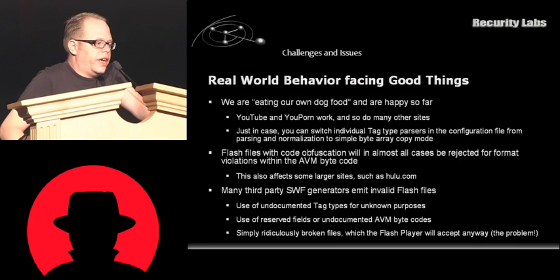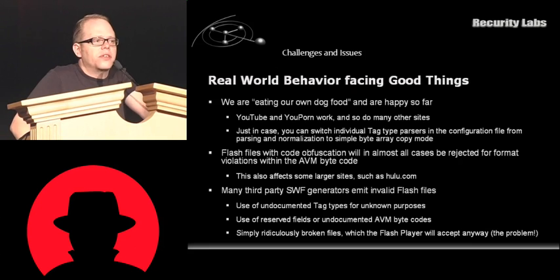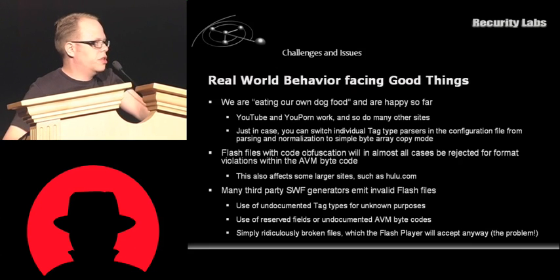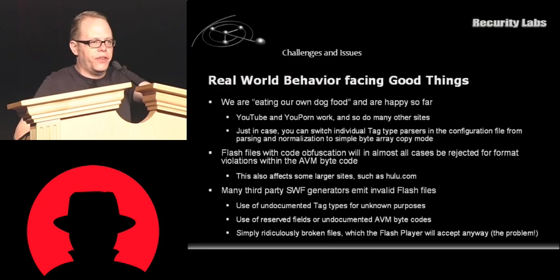Flash files that have code obfuscation, they usually use jumps into instructions and all that stuff that I was mentioning before. They get rejected, obviously, because the code is not well-formed. That affects a couple of sites like Hulu.com, which tries to prevent people outside of the United States to use their service. Many third-party Flash generators emit invalid Flash files. They use undocumented tag types, reserved fields, or ridiculously broken Flash for whatever reason, because the parser is so forgiving that you can actually create a lot of crap and it will still display something.